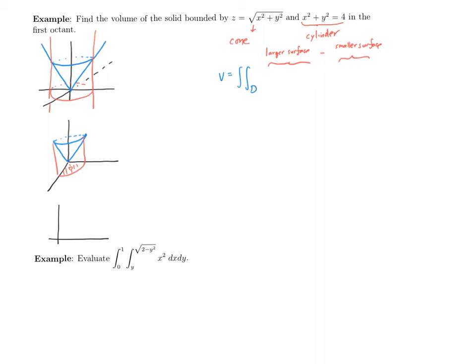In this case, our larger surface, the thing that bounds this region on top, is the cone. So that would be the square root of x squared plus y squared. And the lower surface, the thing that bounds us below, is simply the z equals 0 plane. So minus 0 dA. At this point, there's really nothing new, at least in terms of polar coordinates. It's just setting up this double integral that would represent the volume of the solid.